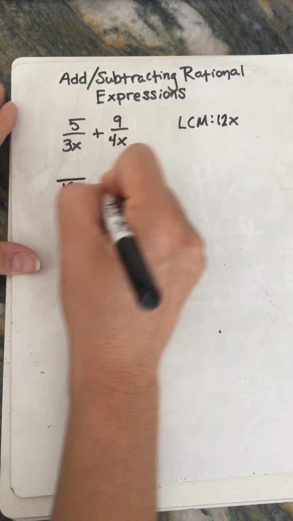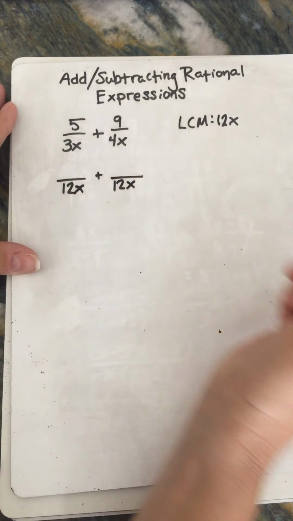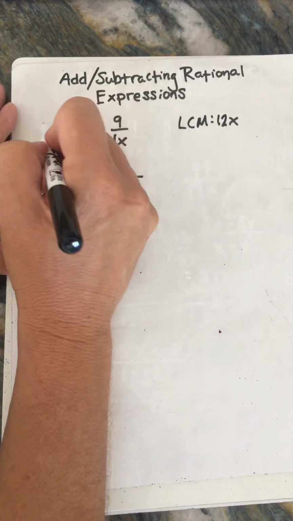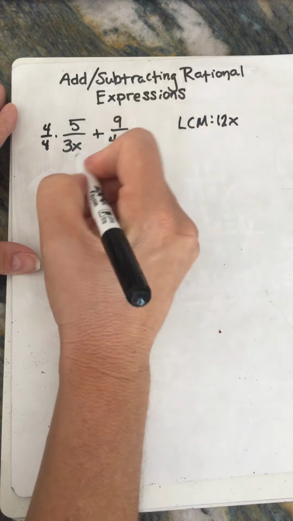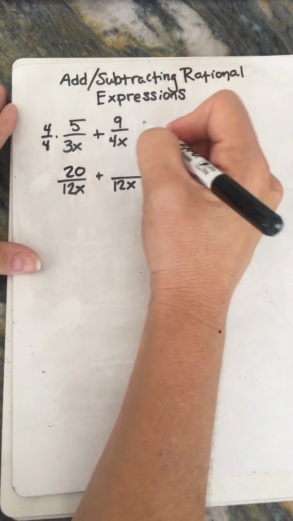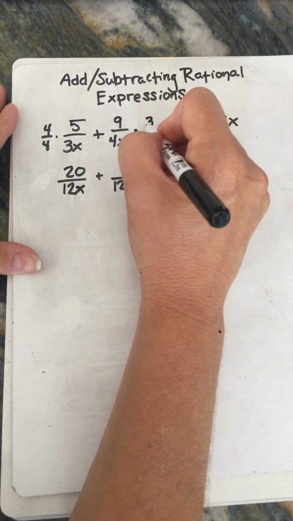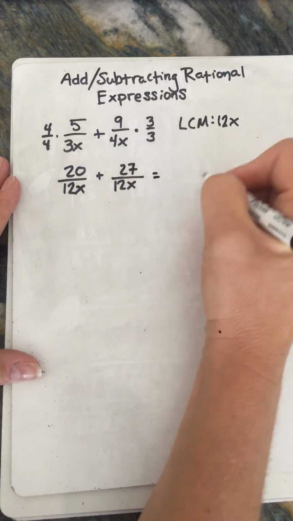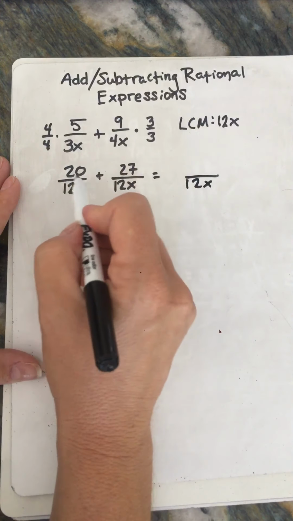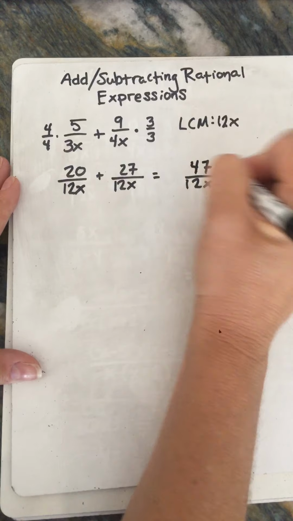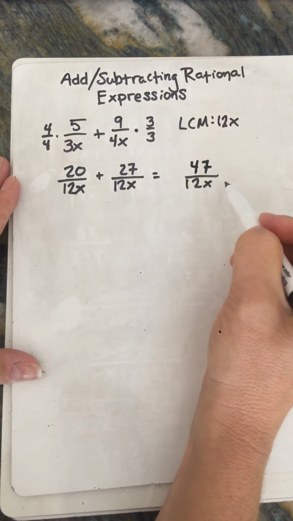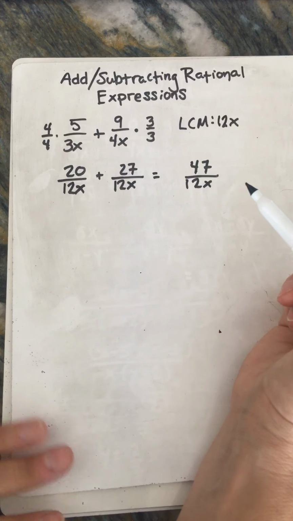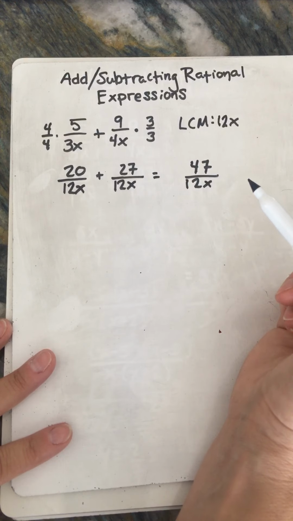So 12x and 12x. Okay, and so we would need to multiply this fraction by 4 over 4. And we've got 20 as our new numerator. And this fraction is multiplied by 3 over 3. So 27 is our new numerator. Now we can add them together. So the denominator is 12x, the new numerator 20 plus 27 or 47, and double check to make sure that you can't reduce your fraction any more. So looks good.